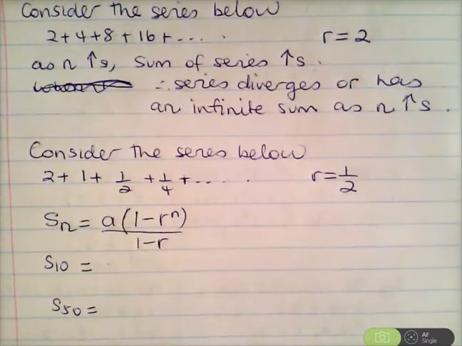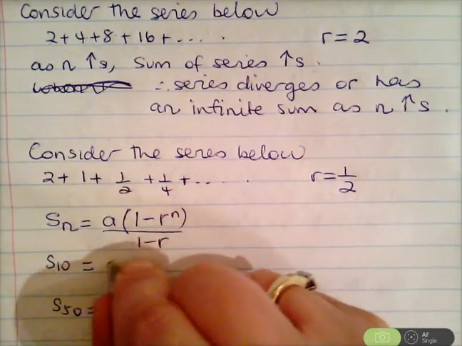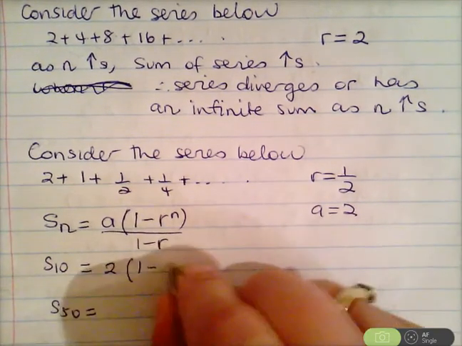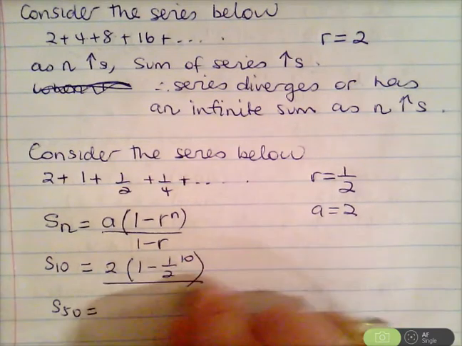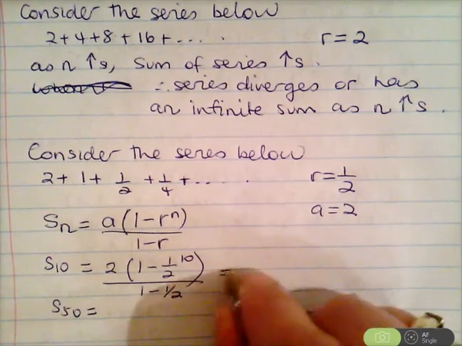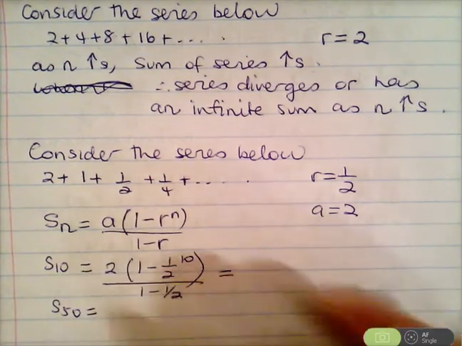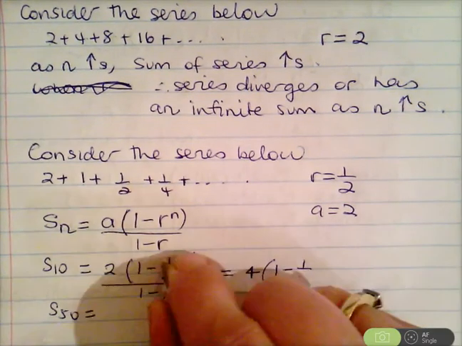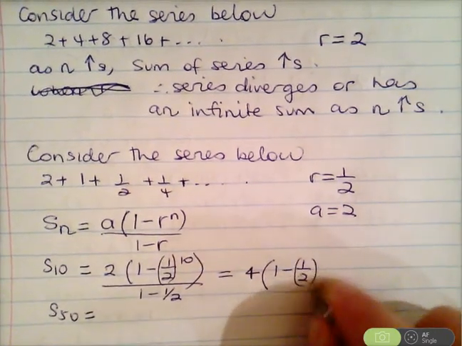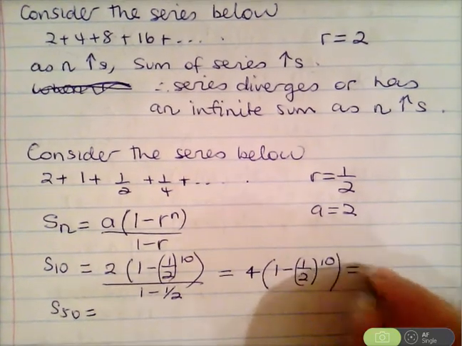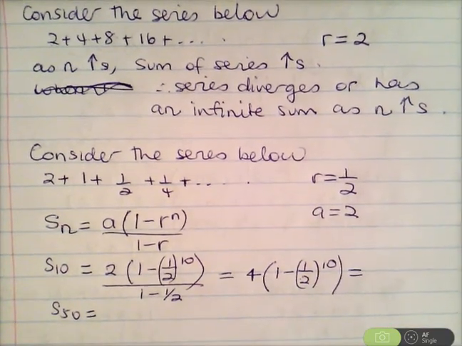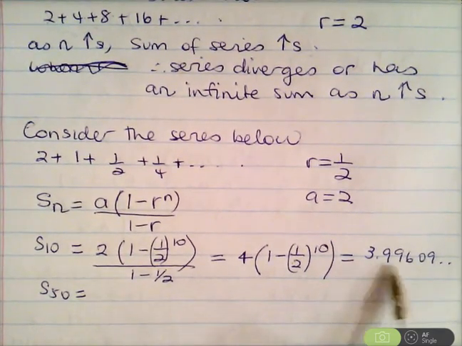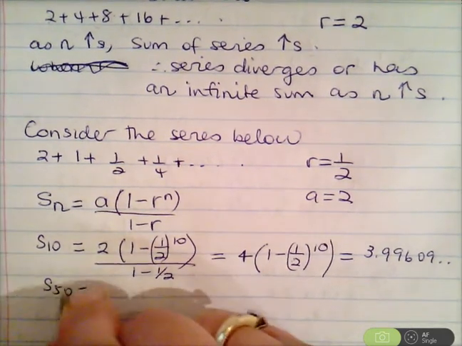Okay, so the sum of 10 terms here: r is a half, a is 2. It's 2 times (1 minus a half to the power of 10) over 1 minus a half. 1 minus a half is a half, and 2 divided by a half is 4, times 1 minus (1 over 2) all to the power of 10. Now if we evaluate that, for the sum of the first 10 terms I get 3.99609.